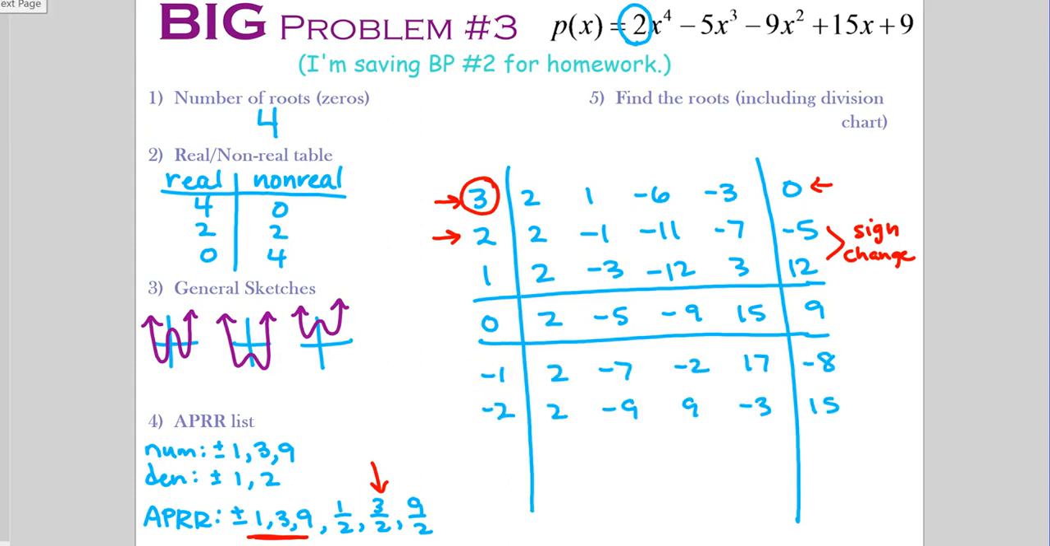Okay, so notice that I did the row for -1 and -2, and even though I didn't get a 0 for either one, we do see a sign change. So we see the remainders going from positive to negative, and that indicates there's going to be another root in between. It might be rational, it might not. If it is rational, then it has to be -1/2. If it's not rational, it's irrational.